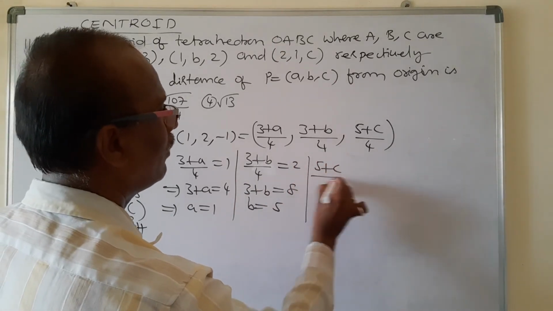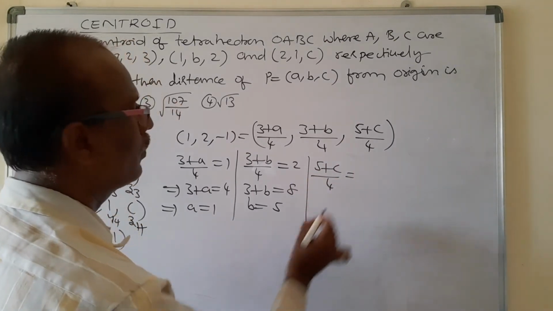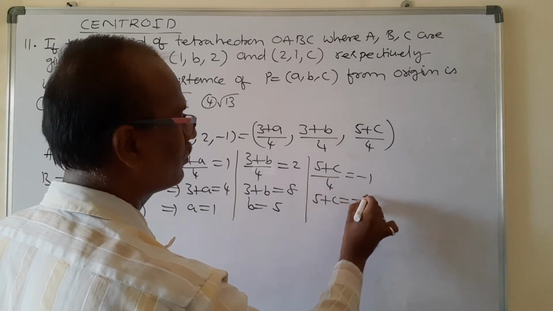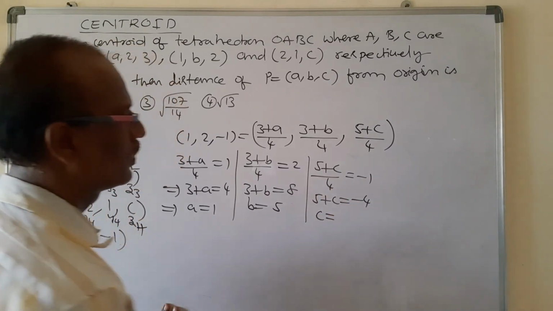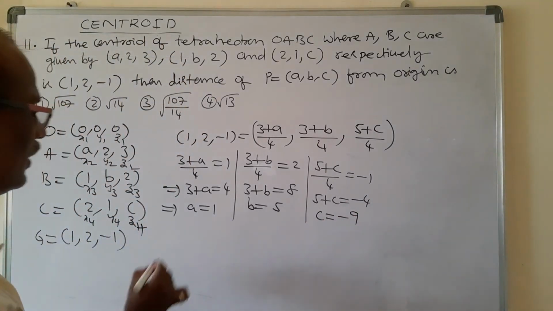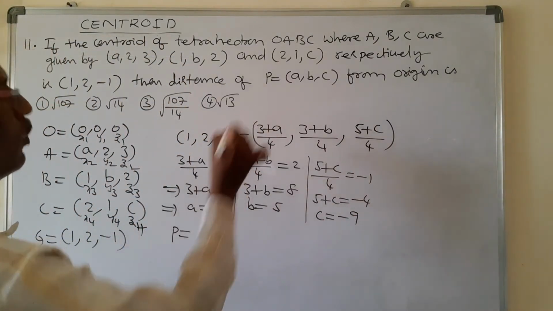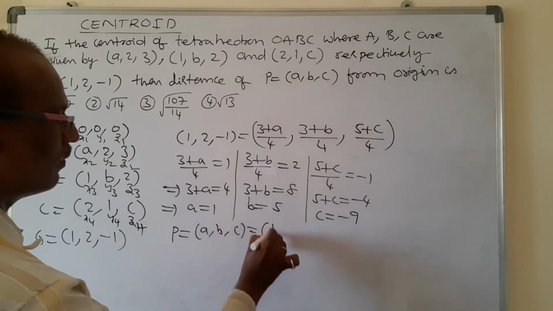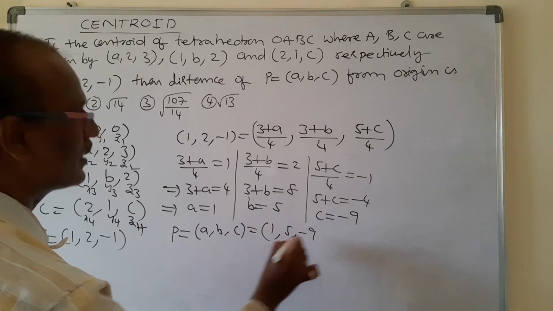(5 plus c) by 4 equals minus 1, so 5 plus c equals minus 4, c equals minus 4 minus 5, which is minus 9. Here P equals (a, b, c), which is (1, 5, -9).